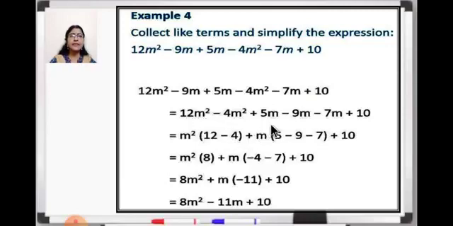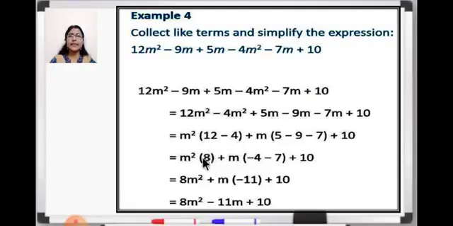And then plus here you can see m is common to these three terms. So we'll take m outside and we will write down the coefficients inside the bracket. So we'll write 5 minus 9 minus 7. We'll put the coefficients in the bracket, and then at the end plus 10. And then we'll solve it.